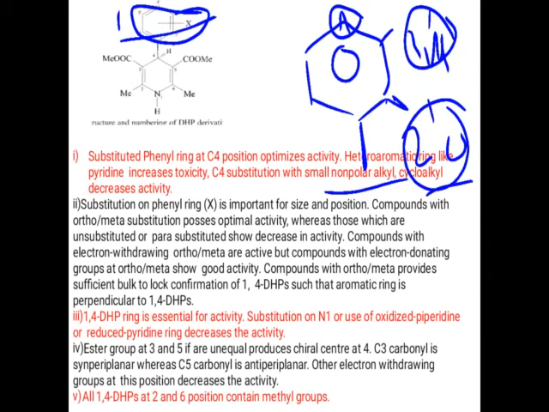It should not be at the 4 dash position, or it should not be at the para position. If there is a substitution at the para position, it will decrease the activity. Next part regarding this substitution: if the compounds have electron withdrawing groups like halogen, the compound is active. But if electron donating groups are present like CH3, the compound shows good activity.